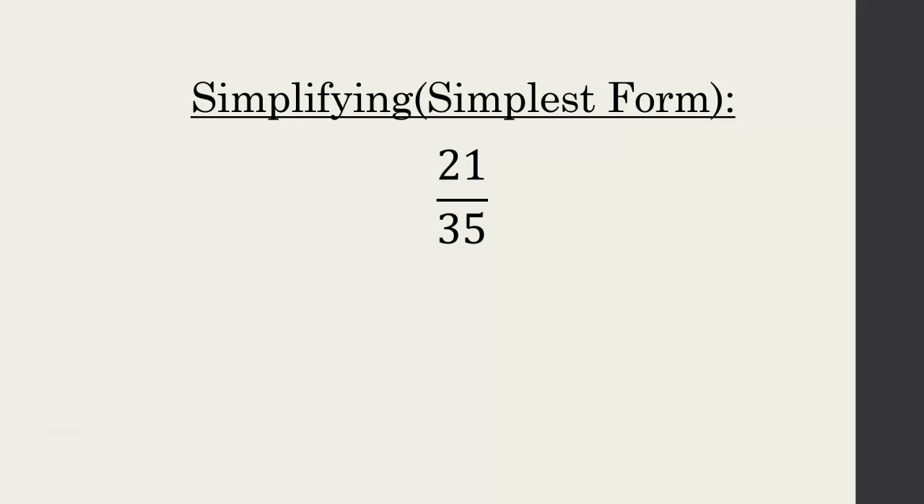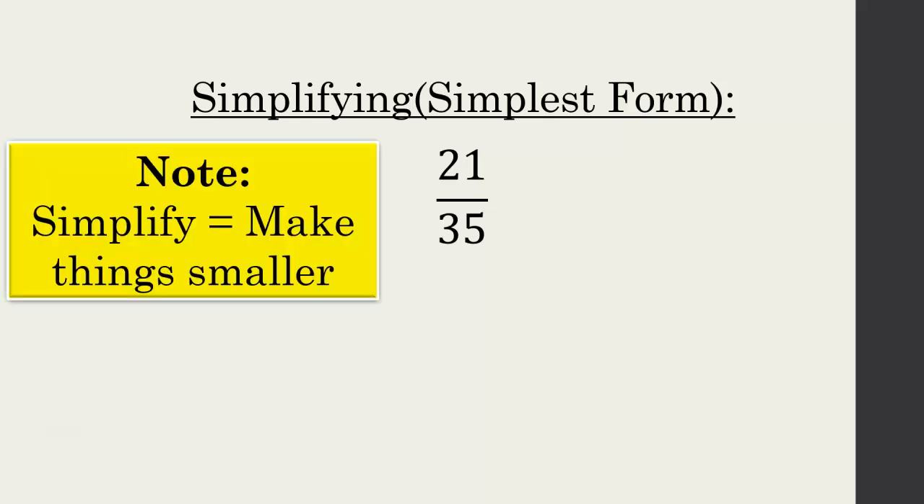How big is this? Well, just note, simplify just means makes things smaller in maths usually. It just means to make it a little bit more neat, make it smaller. So how would we simplify 21 over 35? Those are kind of big numbers. Well, think about it. 21 over 35 is equal to something over something.